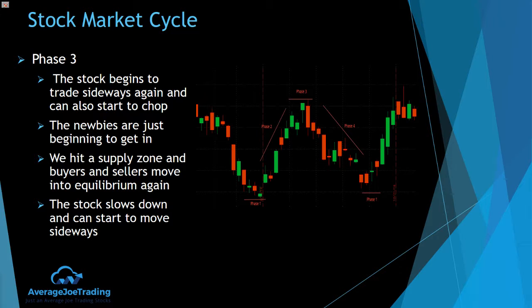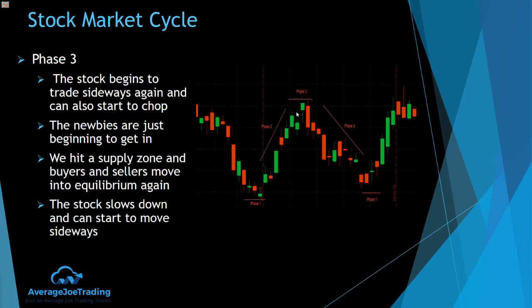Phase 3, the stock begins to trade sideways again. We're at the top. We're trying to figure out where the top of this move is, and are we going to start the reverse? Unfortunately, this is where a lot of new traders get in. They actually get in at the top because they don't understand phases yet.